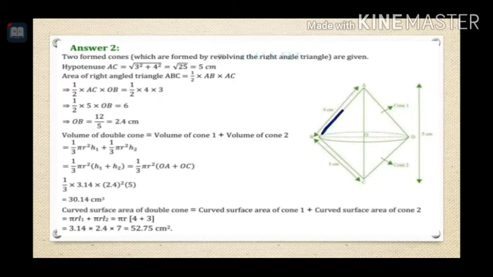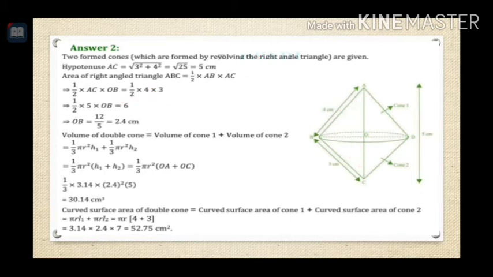As you can see, two sides of the right angle triangle are already given. You need to find the value of the hypotenuse. By using Pythagoras theorem, the hypotenuse will become 5 cm, that is AC is equal to 5 cm. Now the area of right angle triangle ABC is equal to half into base into height. Just put the value. It will be half into 4 into 3. Just cut it, you will get 6.